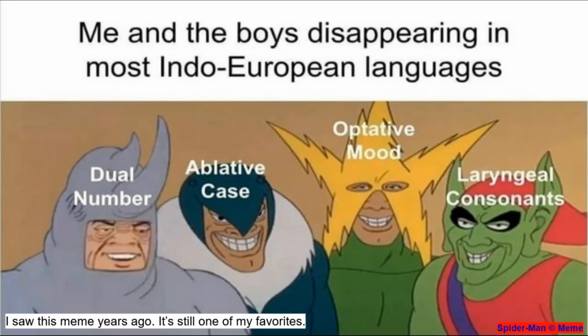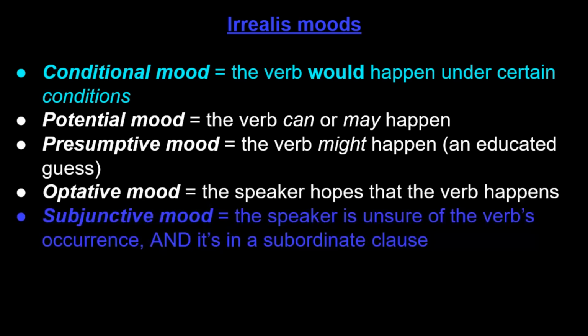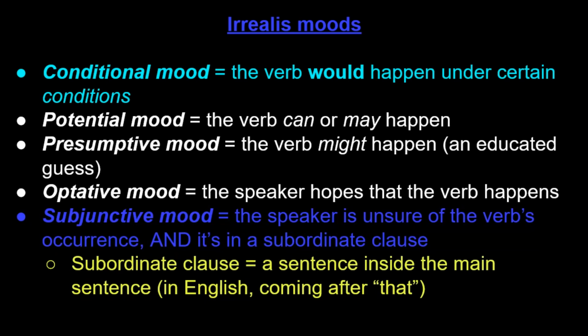The optative has a certain micro-celebrity status in linguistics as one of the features that PIE had but rarely survived into the modern languages. This is because it merged with our final irrealis mood, the subjunctive mood. The subjunctive is used for verbs whose occurrence you're unsure of, not necessarily in a hopeful way like the optative, but only in subordinate clauses after the conjunction that, hence subjunctive.